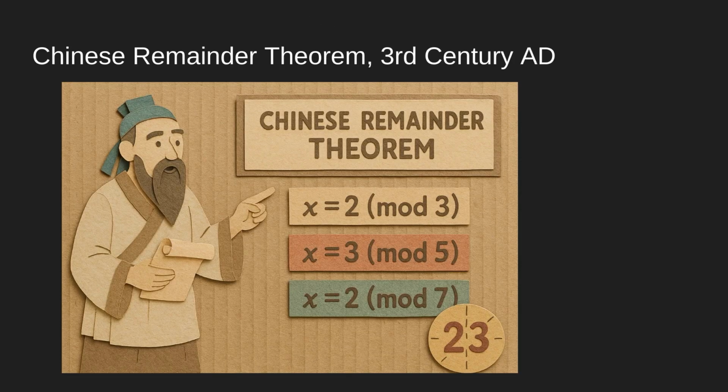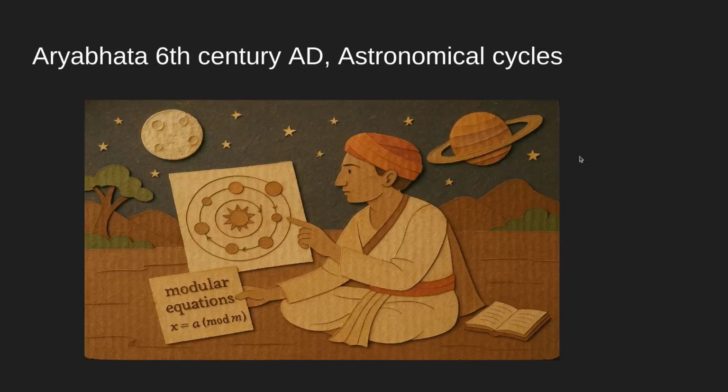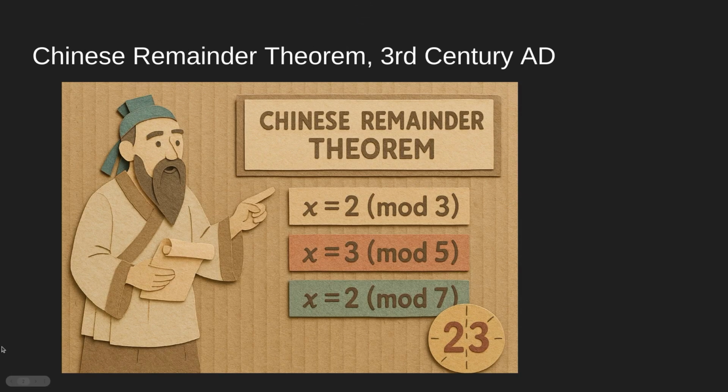It all began with a Chinese philosopher who was trying to solve this problem. He was thinking about a number which gives a remainder 2 when divided by 3, a remainder 3 when divided by 5, and a remainder 2 when divided by 7. So 23 is the number which solves all these three equations simultaneously. So how might he have conceived this problem?